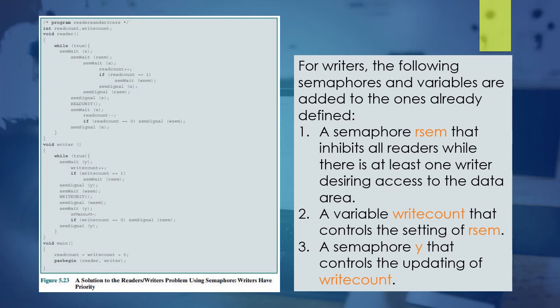For writers, the following semaphores and variables are added to the ones already defined. A semaphore RSEM that inhibits all readers while there is at least one writer desiring access to the data area. A variable write count that controls the setting of RSEM. A semaphore Y that controls the updating of write count.